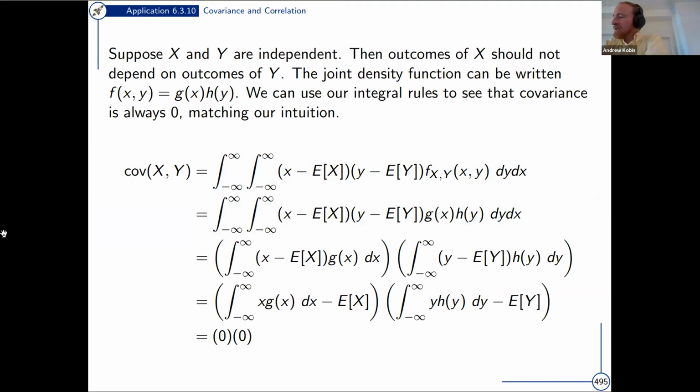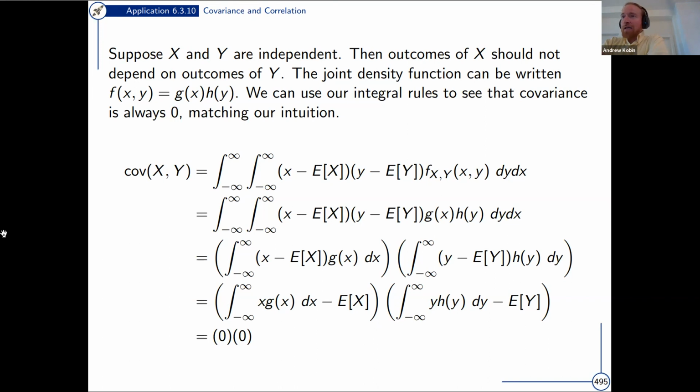I'm also going to mention something called covariance and correlation, which show up in higher dimensional statistics and probability that we don't really see in single variable statistics and probability. Let's suppose we have two independent random variables, x and y. If they're independent, the outcomes of x don't depend on the outcomes of y, and we can write the joint density function, again, as a product of g of x and h of y, two single variable functions.